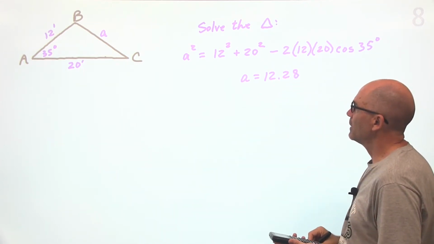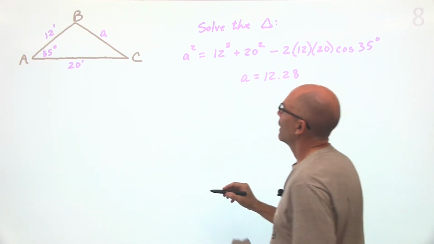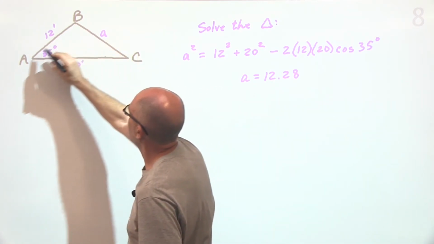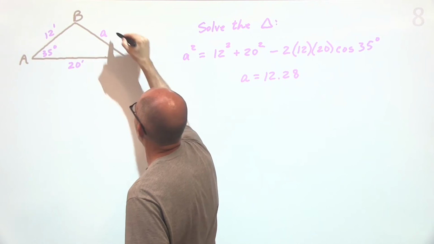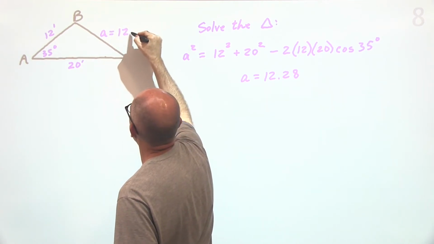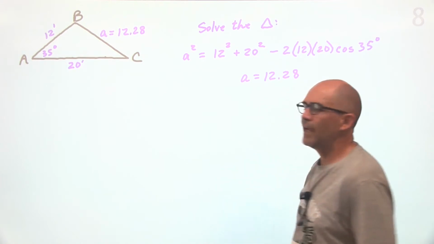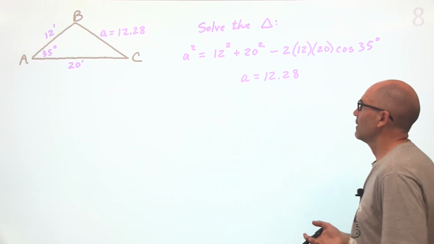Now, is that reasonable? Well, yeah. Notice, if this is 20, 12.28 is reasonable, or if that's 12, this is slightly more than that, so 12.28 is reasonable. Now all I have to do is get angle B and angle C.